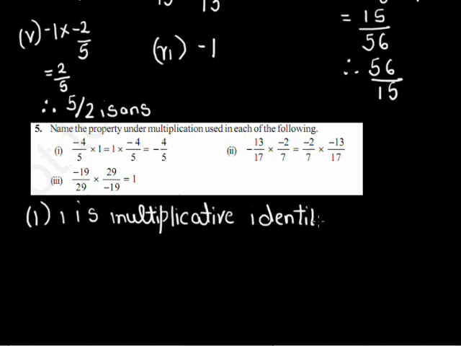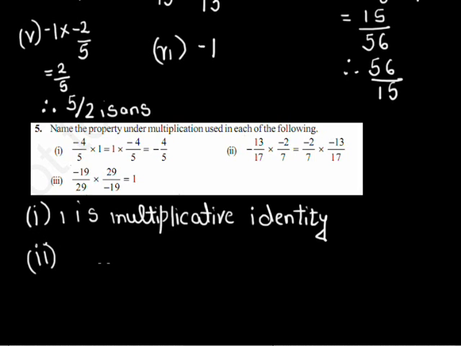So the property which is used here is the multiplicative identity. If I multiply any rational number with 1, the answer will be the rational number itself. So minus 4 by 5 into 1 is equal to minus 4 by 5. So the property used here is that 1 is the multiplicative identity.